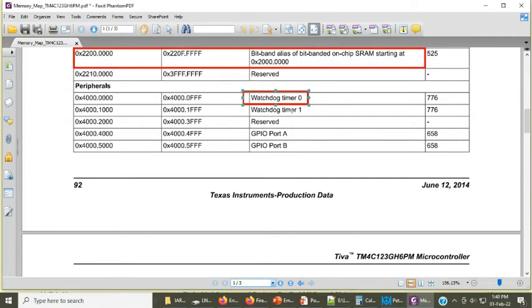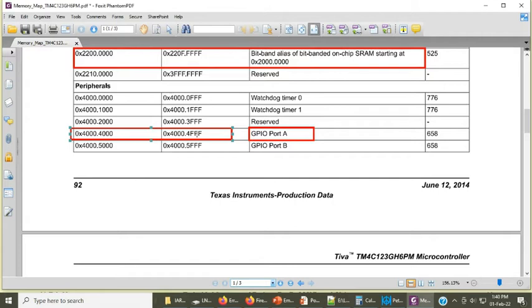Okay, leave that part. Maybe you don't know about the watchdog timer. You see here, GPIO A, that is port A. Port A is also taking 4 KB of memory. What is the starting address? 4000, and the ending address is 4004 FFF. So it is also taking 4 KB of memory. Why do we need 4 KB memory for 8-bit port A?